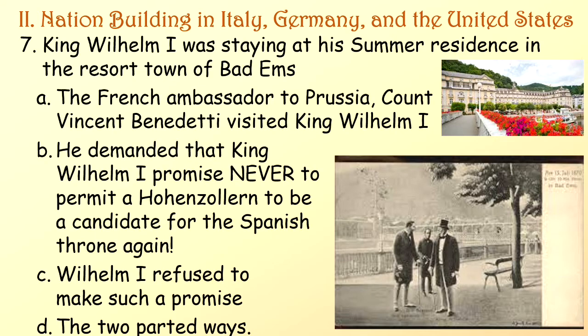King Wilhelm I was staying at his summer residence in the resort town of Bad Ems, and the French ambassador to Prussia, Count Vincenzo Benedetti, visited King Wilhelm I. He demanded that King Wilhelm I promise never to permit a Hohenzollern to be a candidate for the Spanish throne again. Well, Wilhelm I refused to make such a promise, and they parted ways.